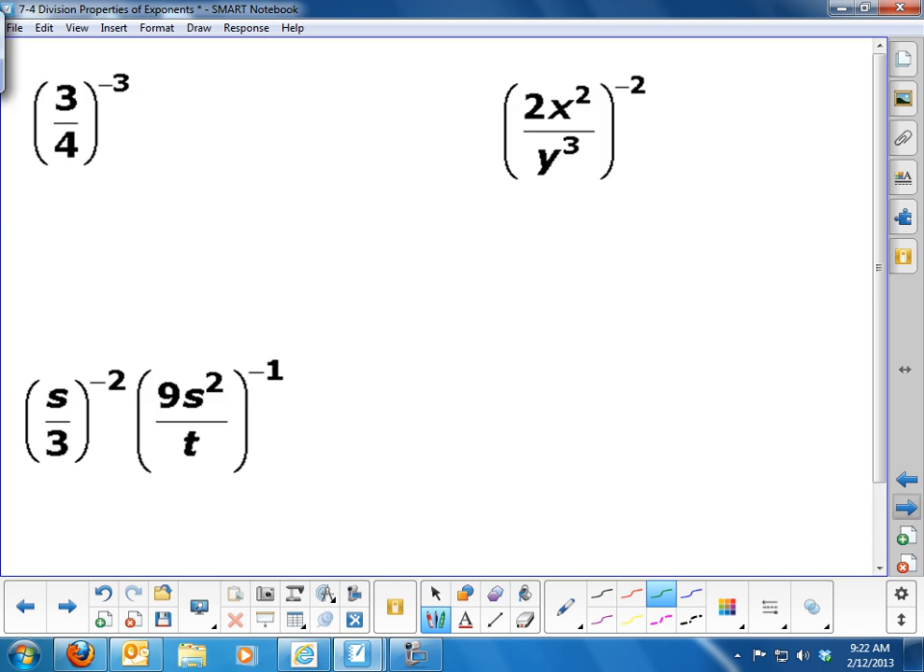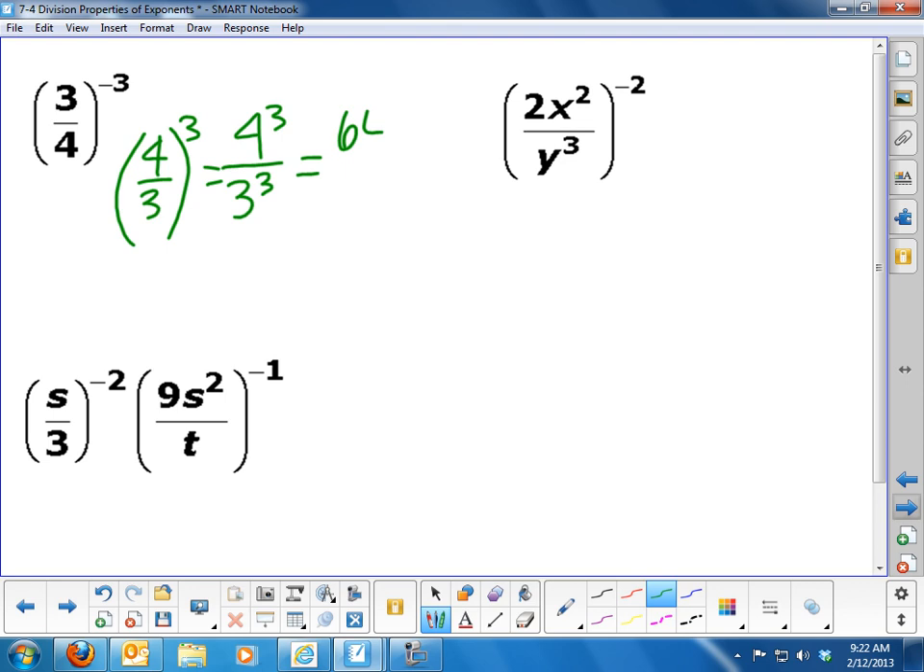So let's do this example. I have 3/4 to the negative 3rd power. I'm going to take the reciprocal of the 3/4 and make that 4/3. And now I'm going to raise that to the positive 3rd. This is exactly like the last rule we just did, which tells me I'm going to do 4 to the 3rd divided by 3 to the 3rd. 4 to the 3rd gives me 64 divided by 9.